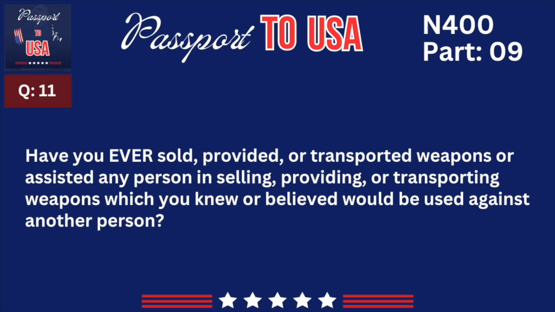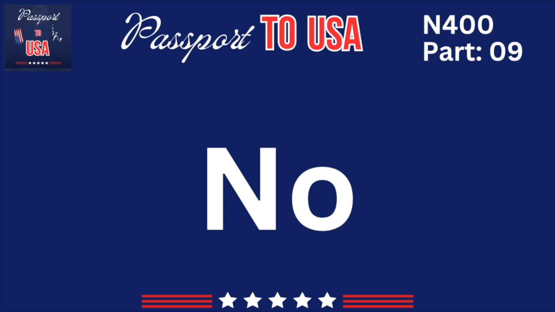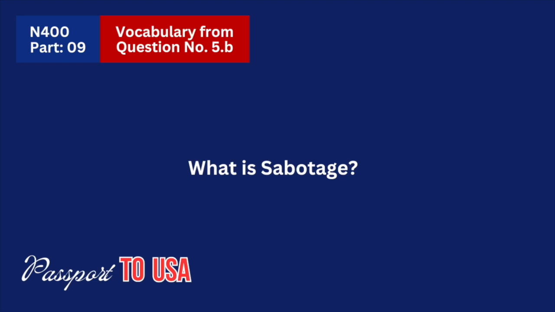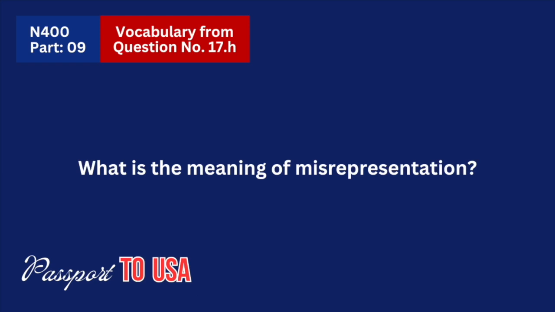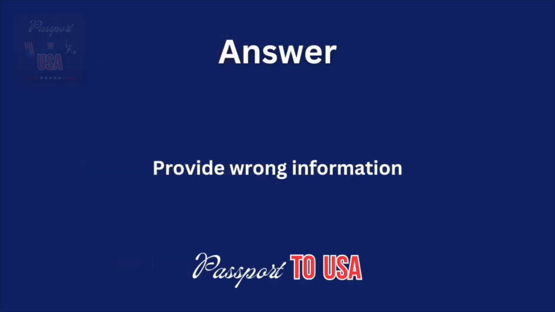Have you ever sold, provided, or transported weapons, or assisted any person in selling, providing, or transporting weapons which you knew or believed would be used against another person? No. What is sabotage? Intentionally damage or destroy something. What is the meaning of misrepresentation? Provide wrong information.